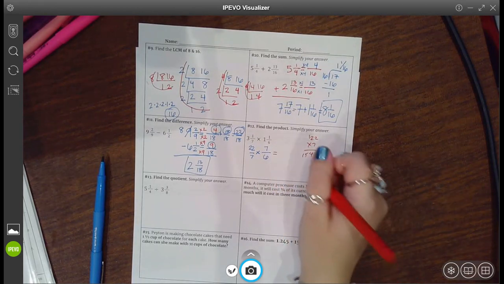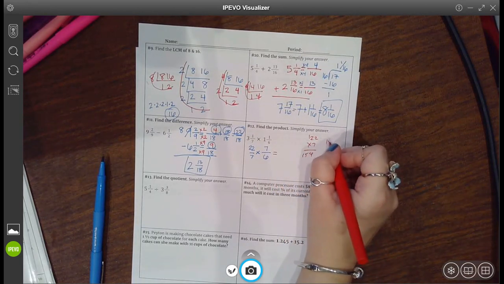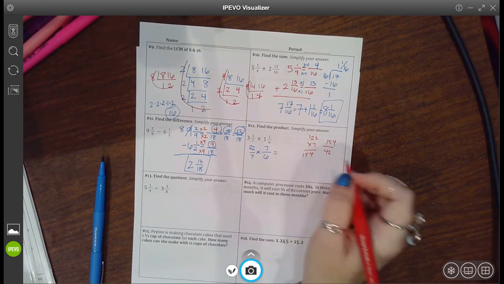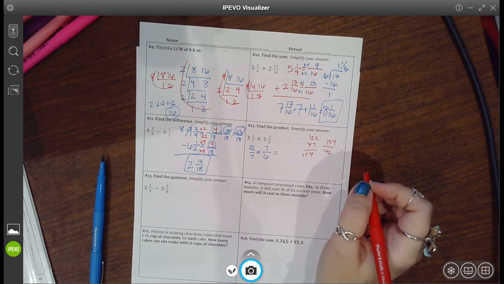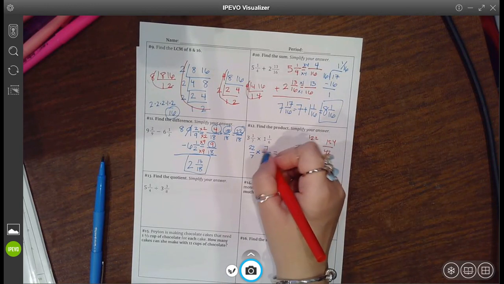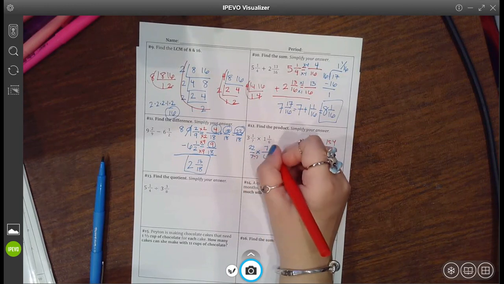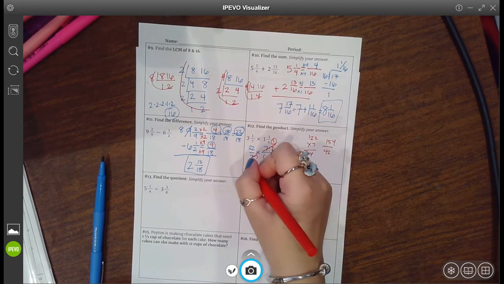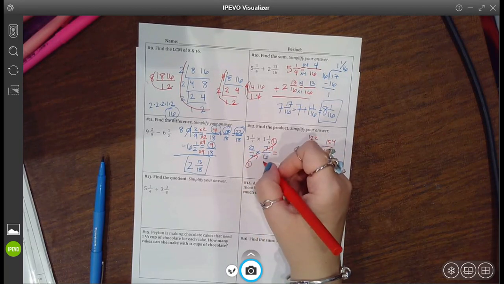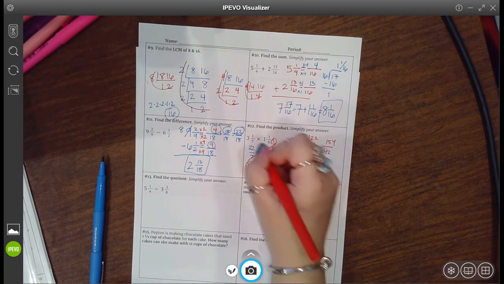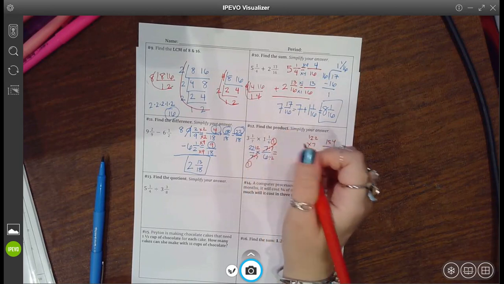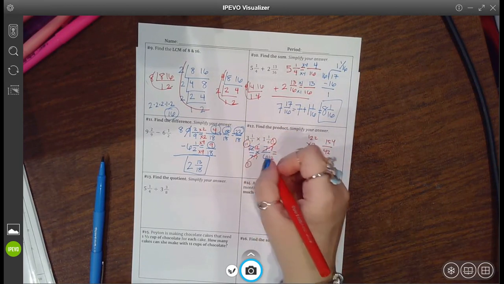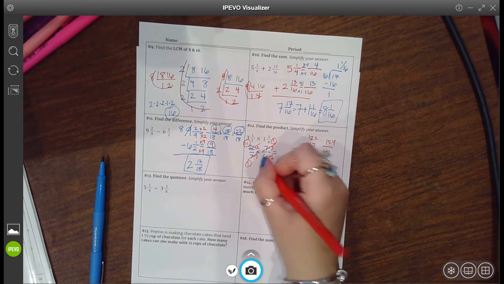Or what I think is easier, because 154 over 42 sounds like a horrendous thing to deal with and reduce. I like to do what's called cross canceling or cross reducing. So what number can go into 7? 7 can. So 7 divided by 7 is 1. 7 divided by 7 is 1. What can go into 22 and 6? 2 can. So 22 divided by 2 is 11, and 6 divided by 2 is 3.